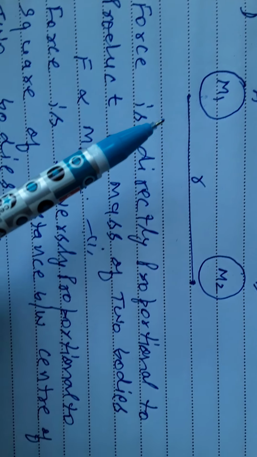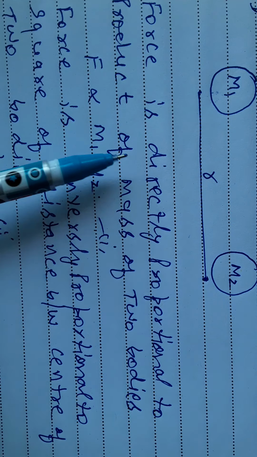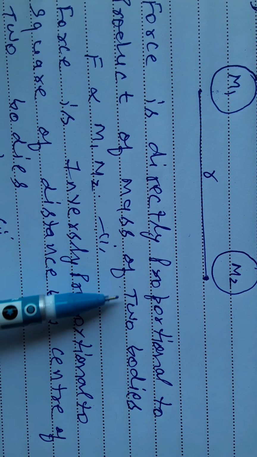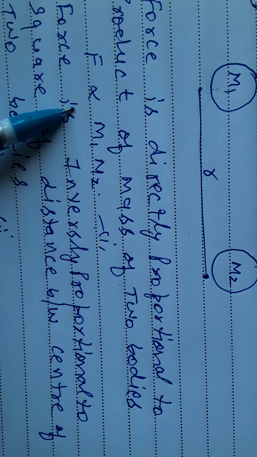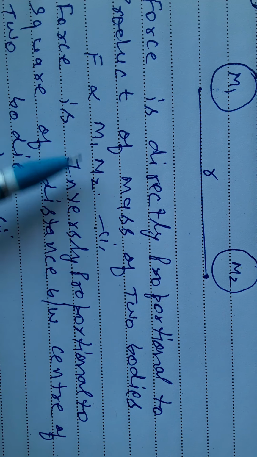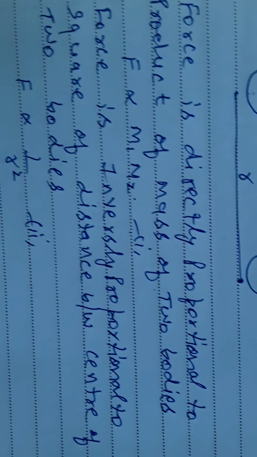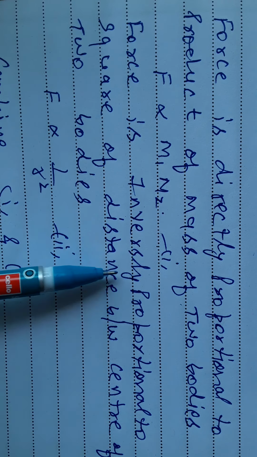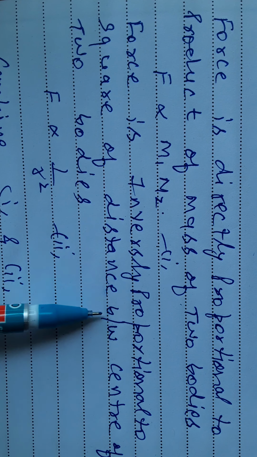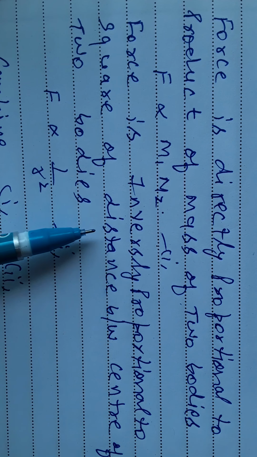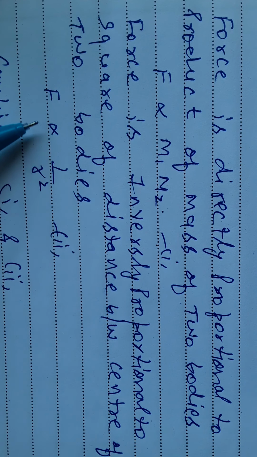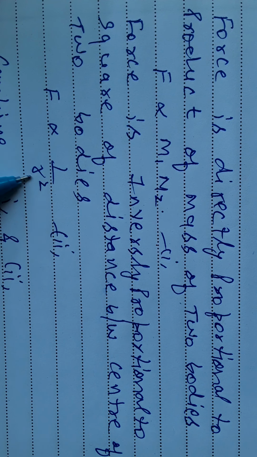Then, according to Newton, the force is directly proportional to the product of mass of two bodies. So we can write F proportional to m1 m2. This is equation number first. And this force is inversely proportional to the square of the distance between center of two bodies. So we can write F inversely proportional to 1 by r square. This is equation number second.